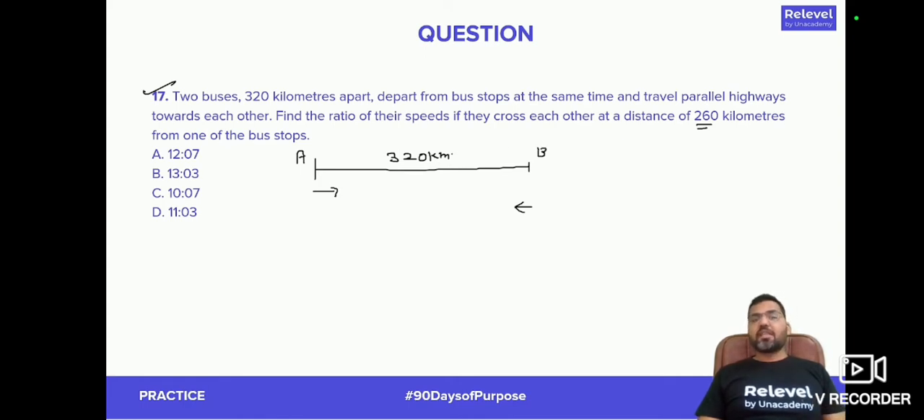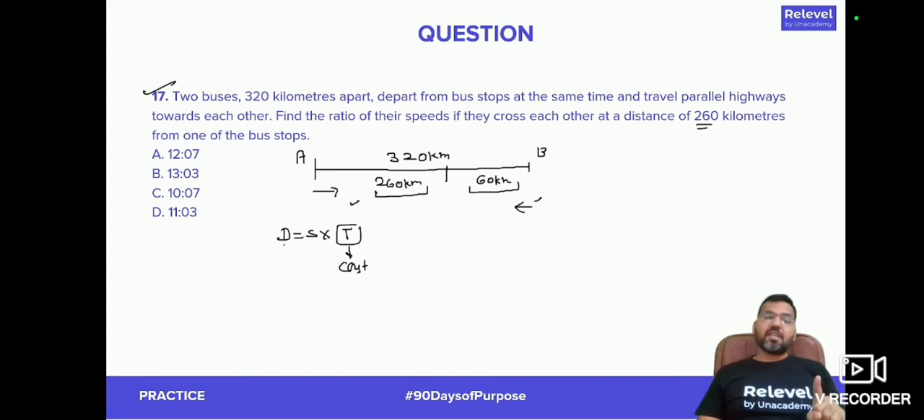Now, when they are crossing each other at a distance of 260 kilometers from one of the bus stops, that means by the time this bus has traveled a distance of 260 kilometers, this bus has traveled a distance of 60 kilometers. Because both of them have started moving towards each other simultaneously, the time of traveling is constant. Now, if time is constant, can I say the distance and speed will be directly proportional to each other?